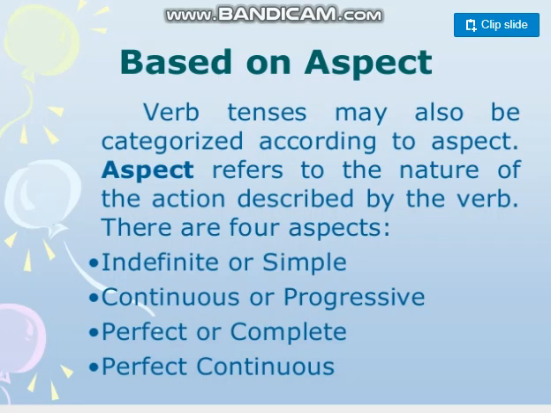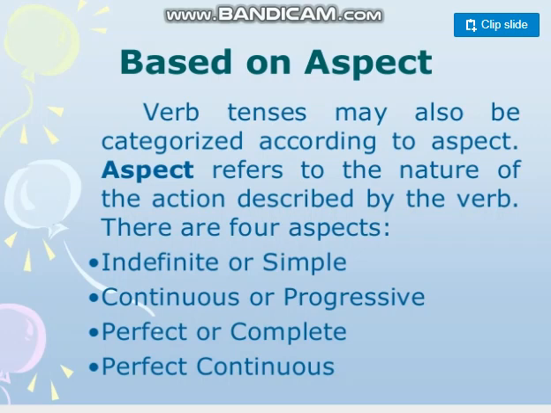Aspect refers to the nature of the action described by the verb. Aspect simply means the nature of something, the style of something, how something is happening. So aspect refers to the nature of the action, and as you know, action words are called verbs, so here it shows us the nature of the verb.